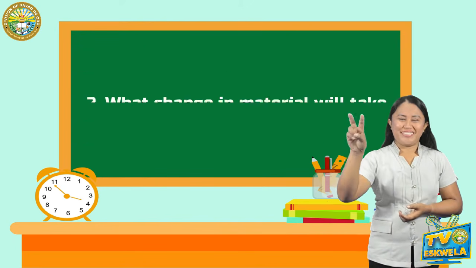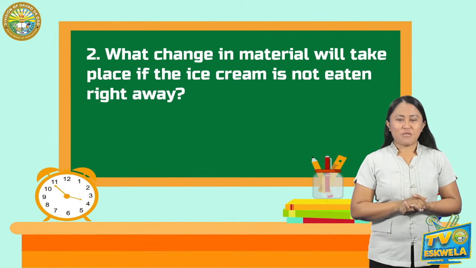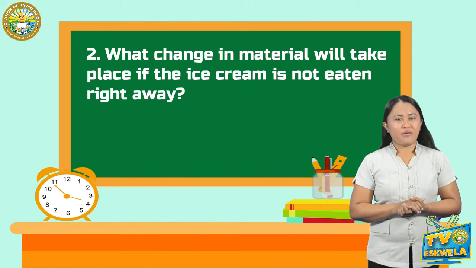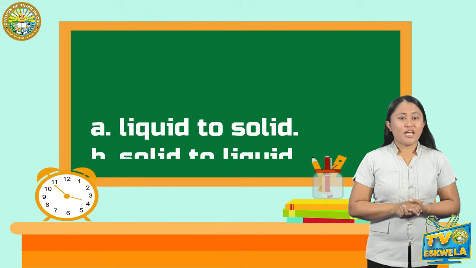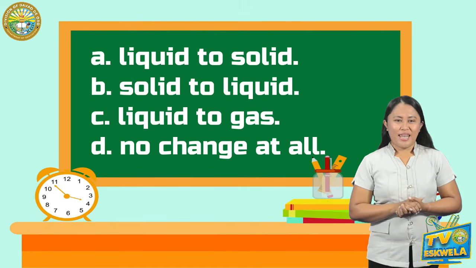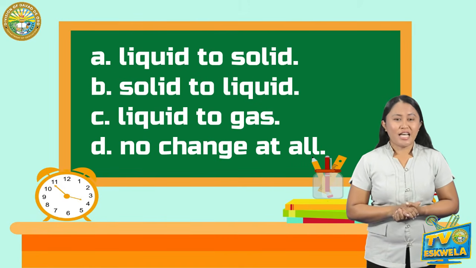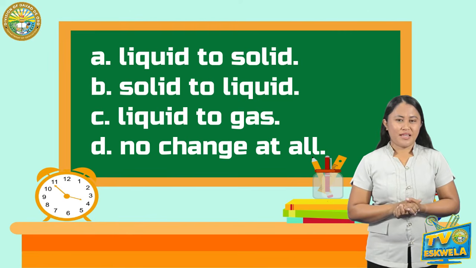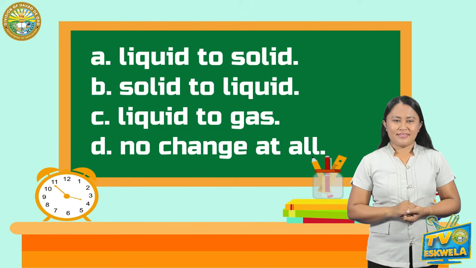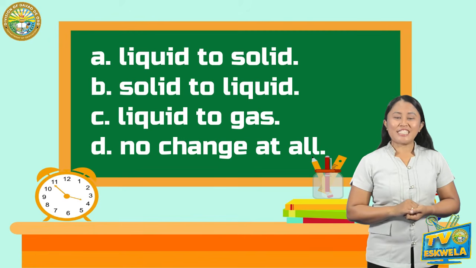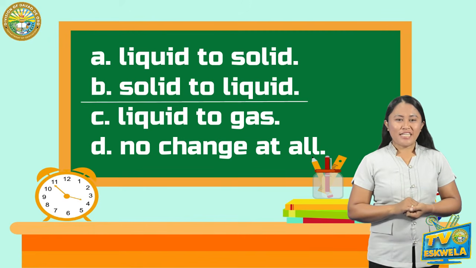Number 2. What change in material will take place if the ice cream is not eaten right away? Letter A, liquid to solid. Letter B, solid to liquid. Letter C, liquid to gas. And letter D, no change at all. And the correct answer is letter B, solid to liquid.